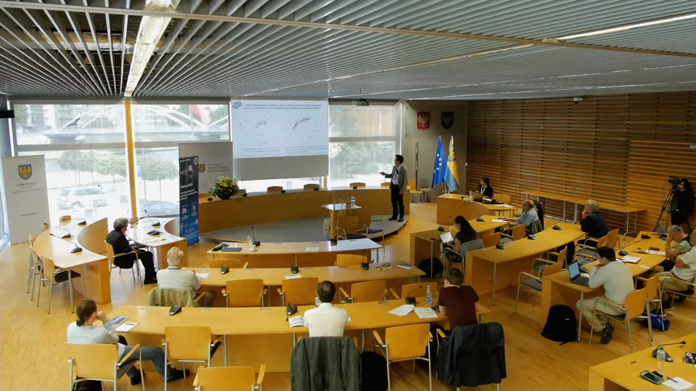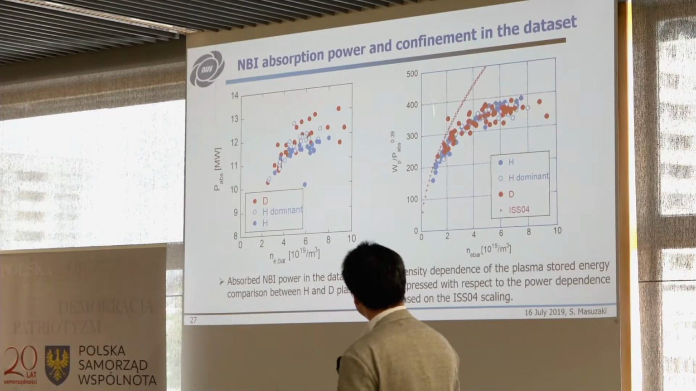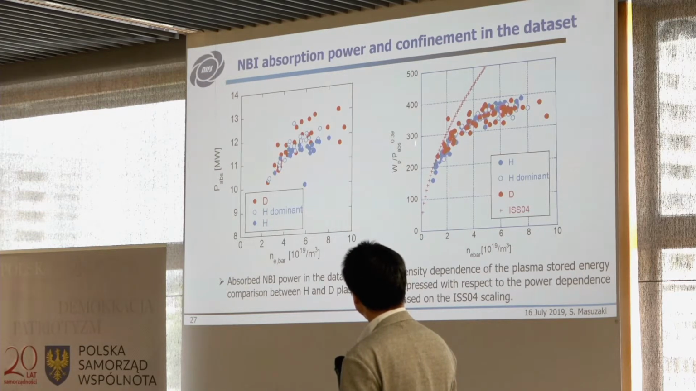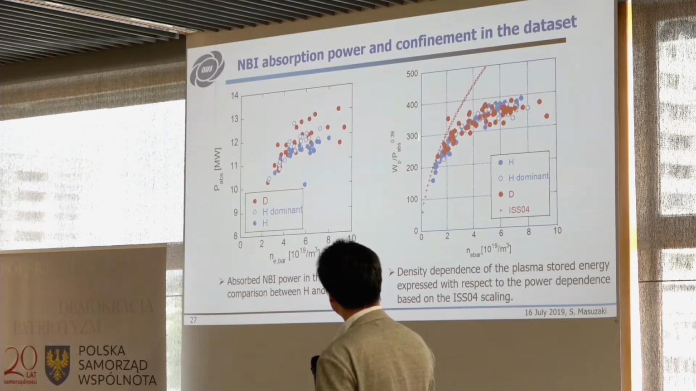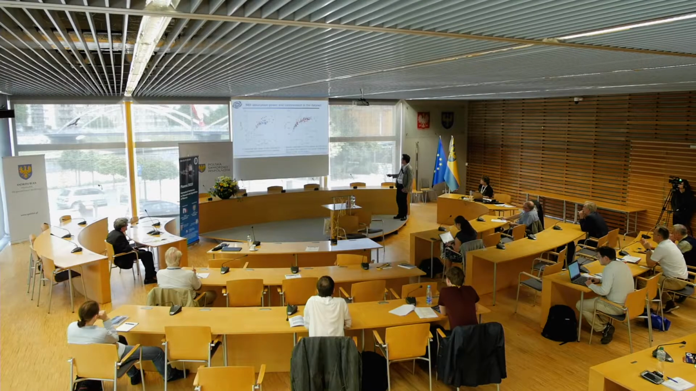This is also data set explanation. This is the NBI heating power in the data set. And this is a confinement property. The vertical axis shows the stored energy over plasma absorption power to the power of 0.39. This is from the energy confinement scaling. So all data sets have almost the same confinement.